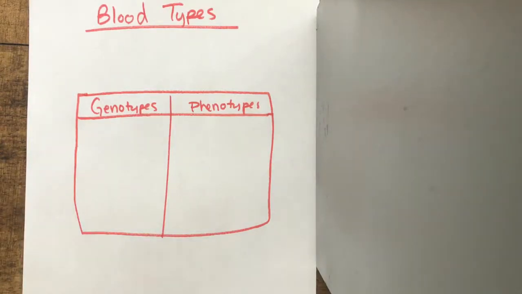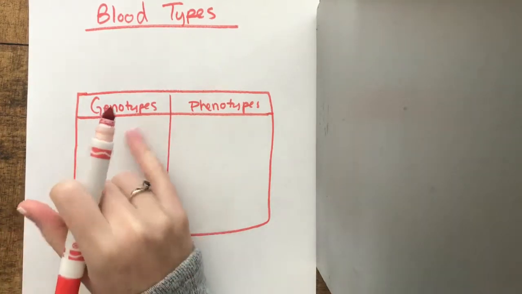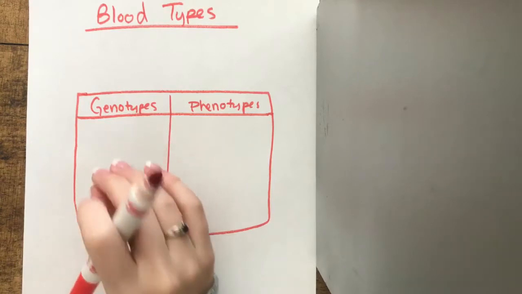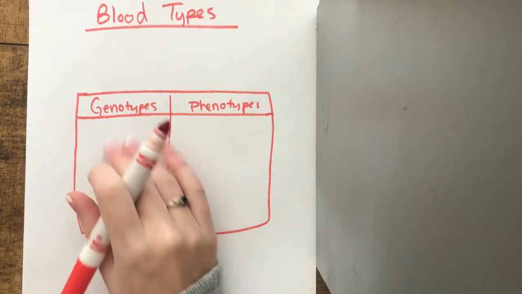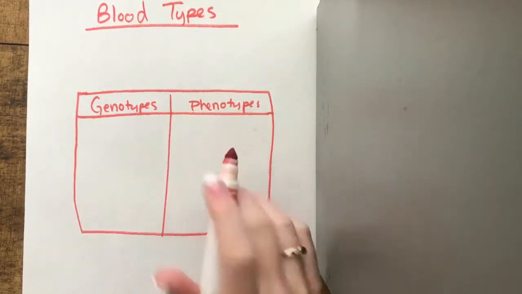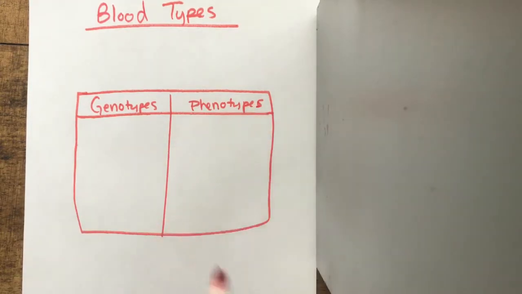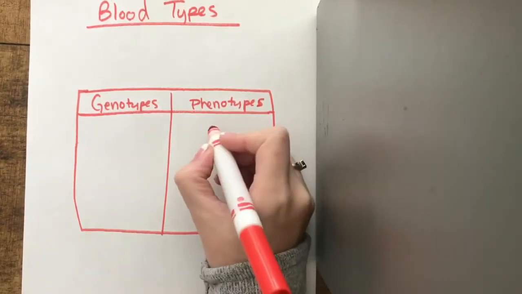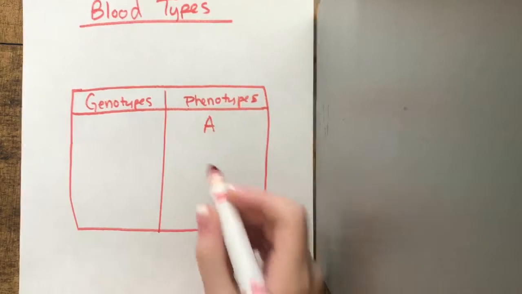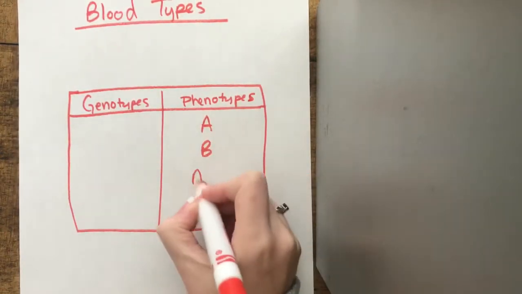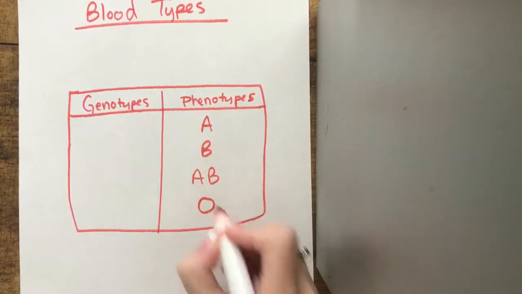In this video, we're going to talk about blood types. So let's just review genotypes. These are your genes. This is the 2 letters that you're going to get from your parents, your actual genes. Phenotypes is the trait that's physically expressed. So you can kind of think of it like what it looks like. So there are 4 types of phenotypes. You could have type A blood, type B blood, type AB blood, or type O blood.